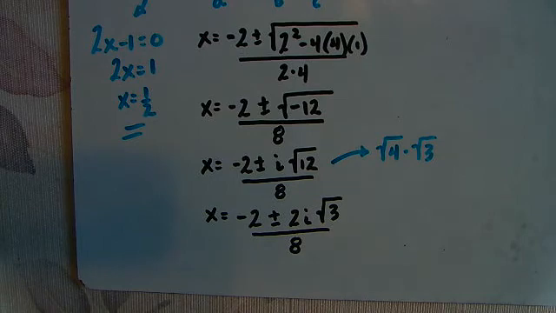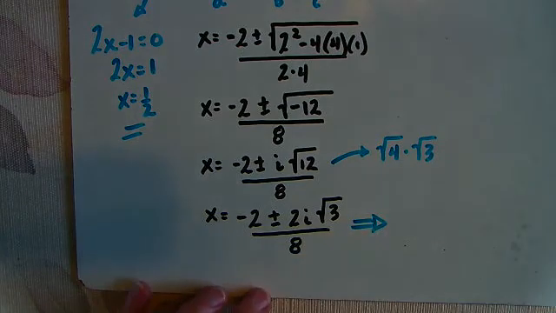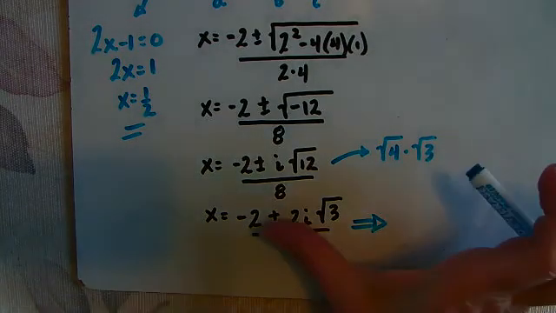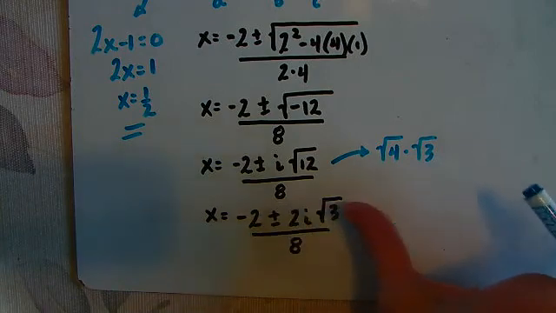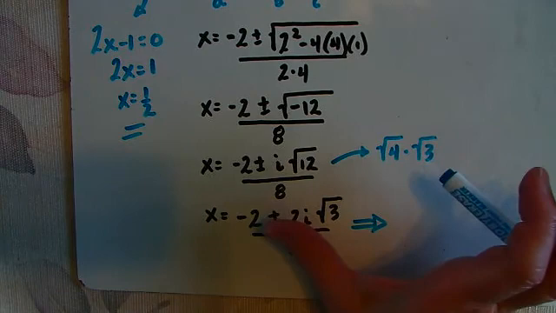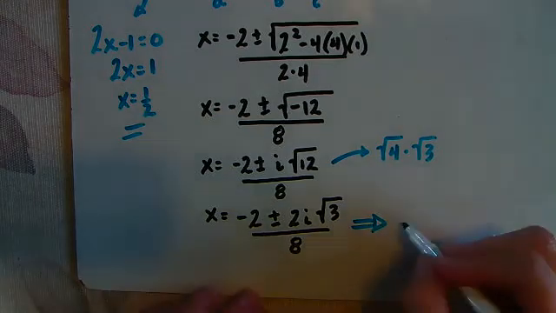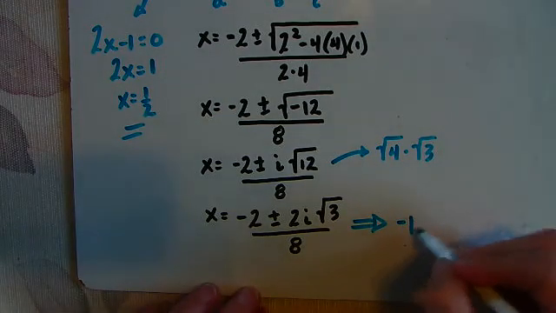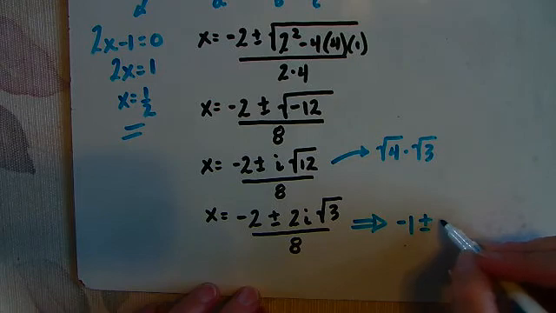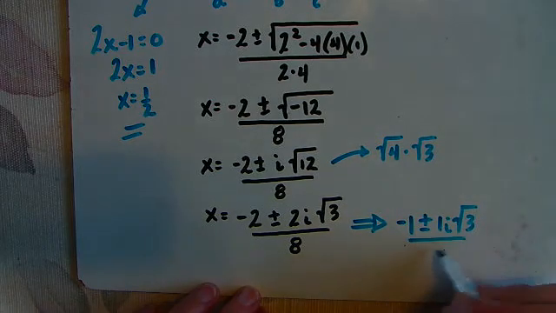And if I want to look at my fractions and make it look as good as possible, just think of a fraction. If you ignore everything else here, could you simplify a 2 over 8? 2 over 8 would be the same as 1 over 4. So I'm going to go ahead and write this as -1 plus or minus 1i square root of 3 over 4.